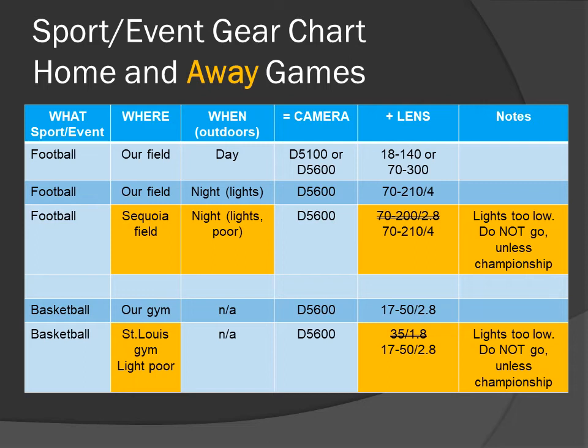Same thing for basketball, second line. St. Louis Gym, lights poor. Recommended lens, 35 1.8. But you don't have one. The only lens you have is the 17 to 50 2.8. Again, notation, lights too low. Do not go unless it's a championship.